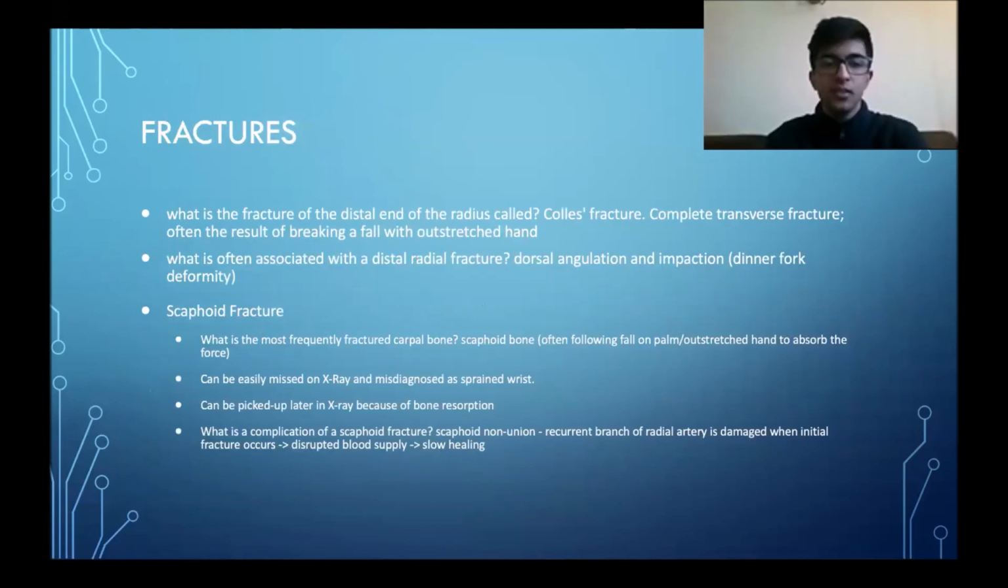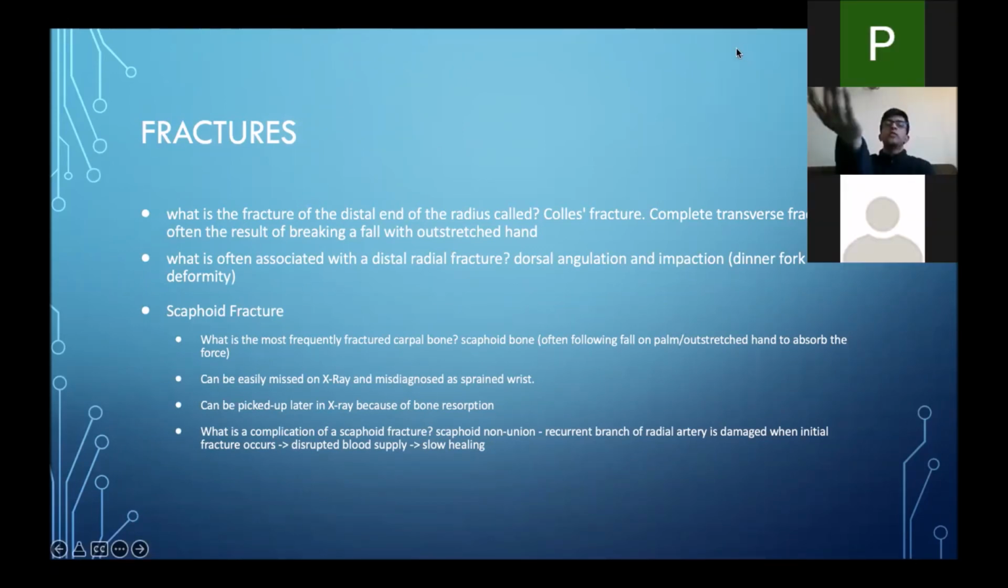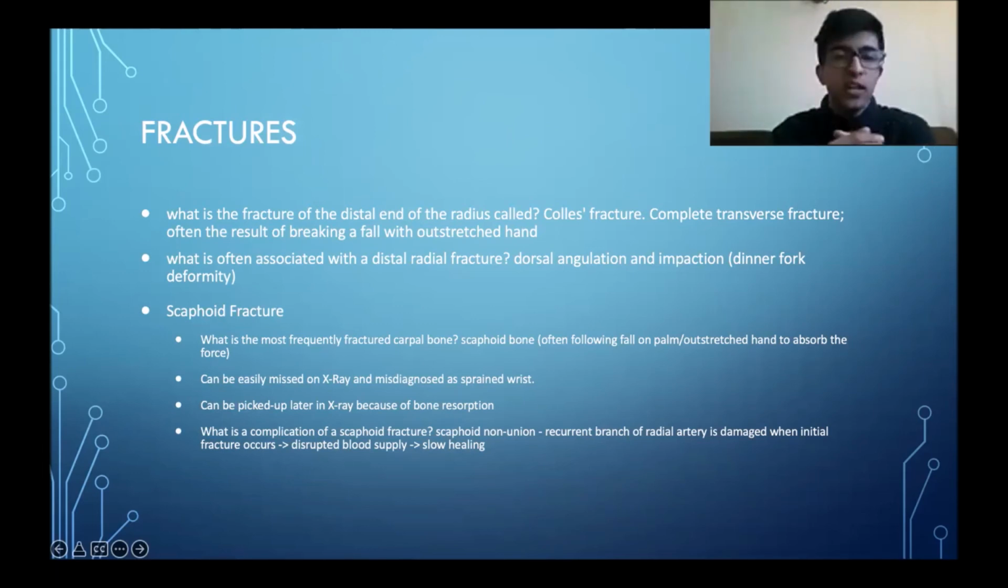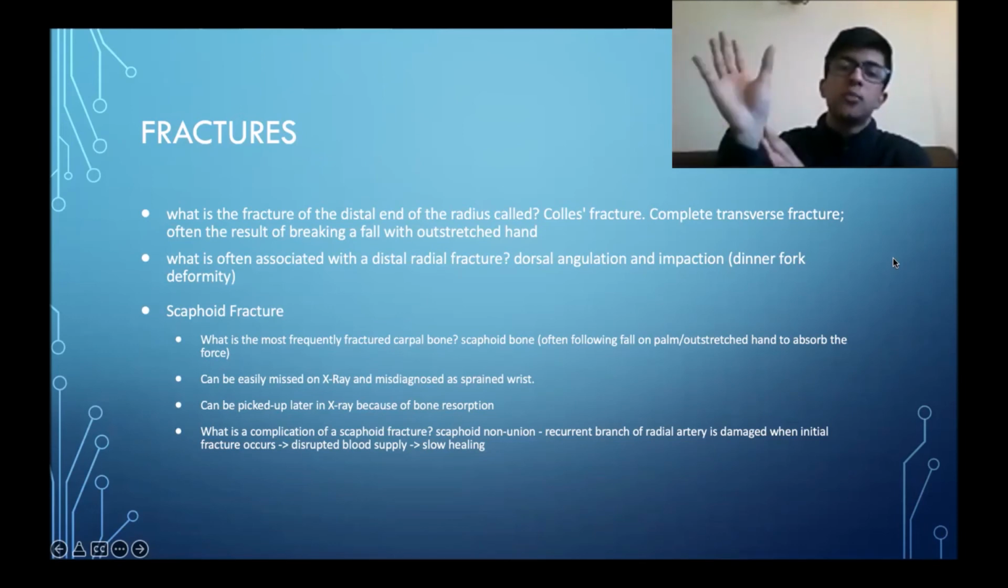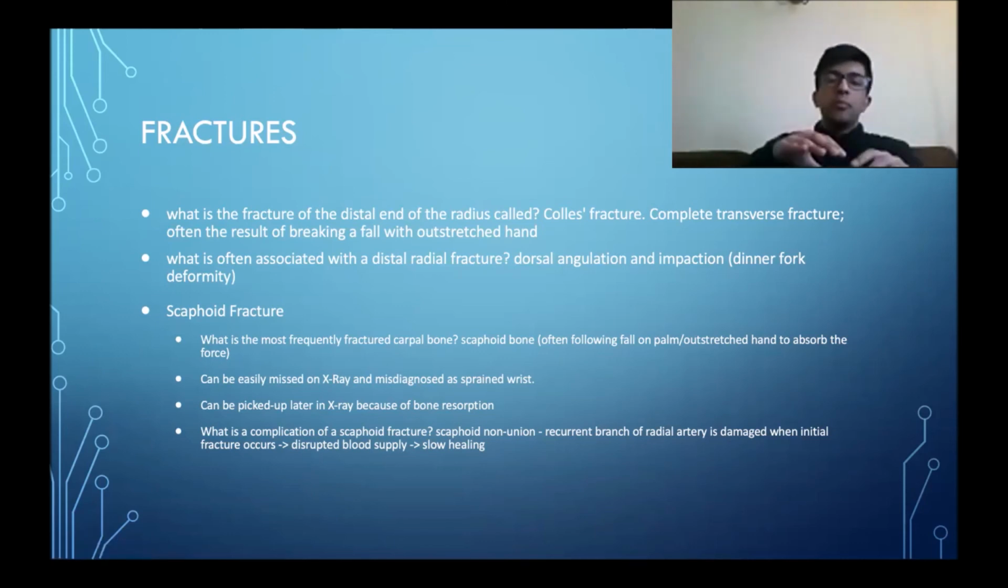Next slide, please. Okay, so fractures. The fracture of the distal end of the radius is a Colles fracture, which is a transverse fracture, and it is often the result of falling on the outstretched hand. So that's a Colles fracture, distal part of the radius. What is often associated with the distal radial fracture is a dorsal angulation and impaction, which is basically a deformity of the hand that looks like a dinner fork.